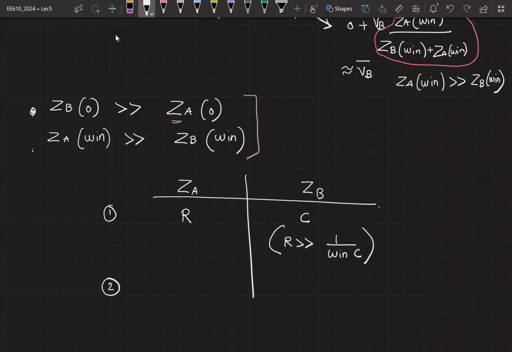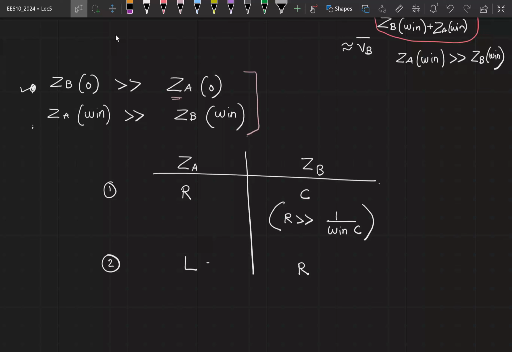Let's say I use an R for ZB. What can I use for ZA? An inductor, right? Once you use an inductor, the first condition is automatically satisfied. At DC, the inductor is going to give you 0 impedance. Now to satisfy the second condition, I simply have to make sure that omega n L, which is the impedance of ZA at omega n, is much greater than R.